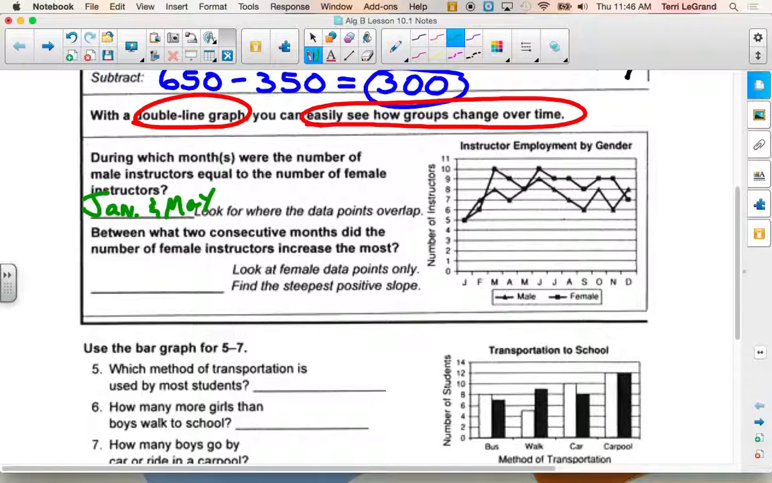What does consecutive mean? They follow each other. So like Monday and Tuesday are consecutive days. What would be consecutive months? January, February. January, February, August, September. So between which two consecutive months do you think the number of female instructors increased the most? Which line segment that has squares on it is steepest? April and May. No. February, March. Yeah. Okay?